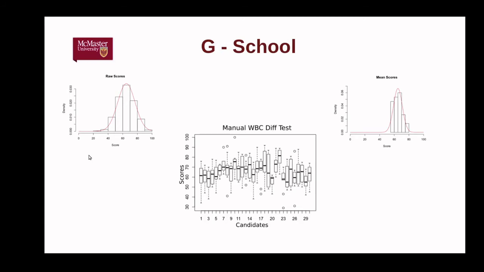Neither the histogram of the raw scores showing the spread in the scores, nor a histogram for the mean of each candidate, also showing the spread, nor a box plot comparing each of the candidates in detail, including mean, spread, and outliers, does satisfy the dean.